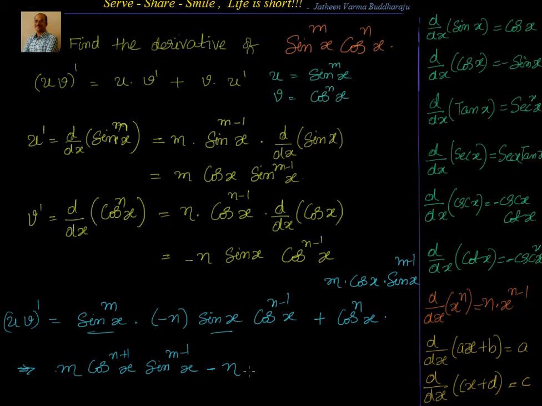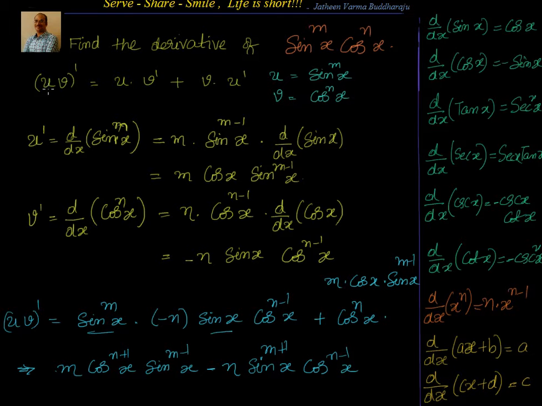By using the laws of exponentiation, we can do sine to the power of m plus 1 x multiplied with cos, and what we are left with, we have taken care of this, we are left with cos n minus 1 x. So that's the derivative of sine to the power of mx into cos to the power of nx.